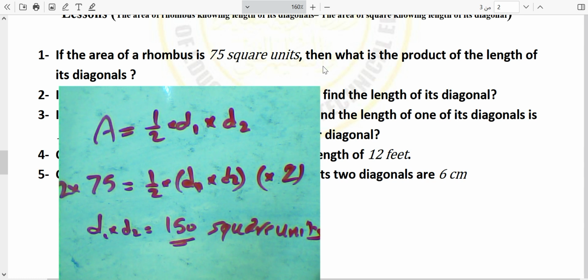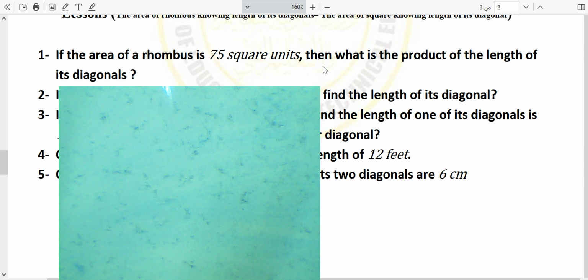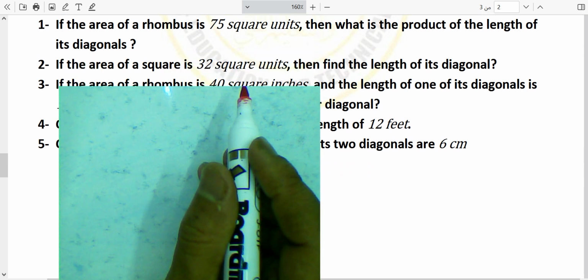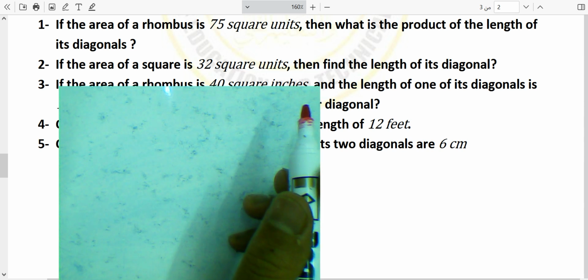Okay, then diagonal 1 times diagonal 2 equals 150 square units. Next question, number 2. If the area of a square is 32 square units, then find the length of its diagonal.